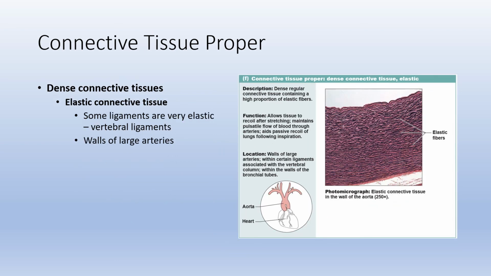The last type of dense connective tissue is known as elastic connective tissue. If you recall, elastic fibers allow for stretch and recoil. We will see elastic connective tissue in the walls of arteries or very large blood vessels. These blood vessels expand or stretch when they fill with blood, and then they eventually recoil or return back to their resting shape when there is no blood in the vessel.